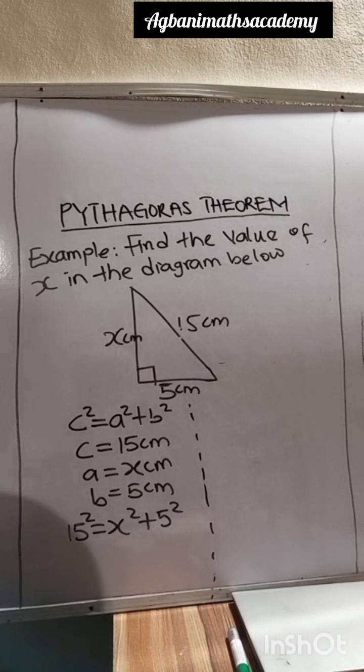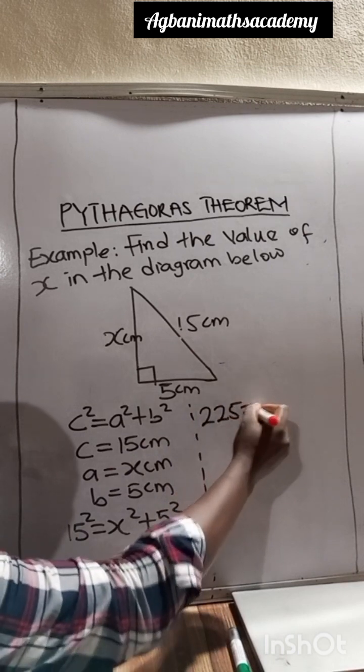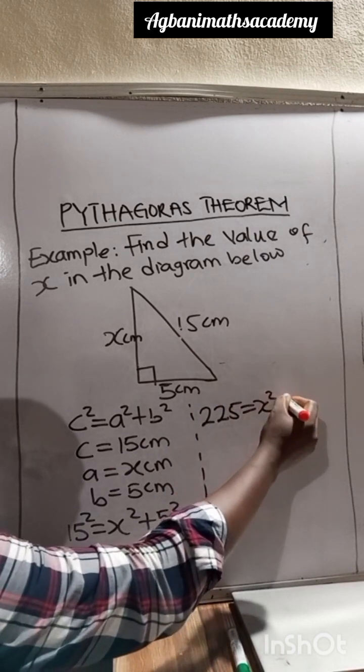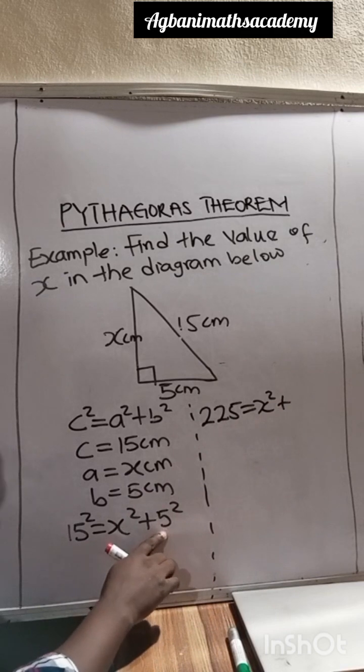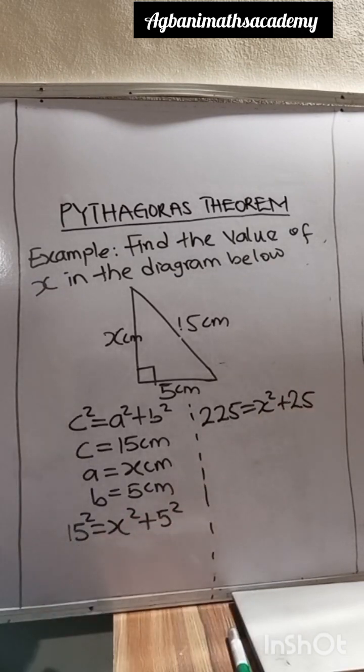What is 15 squared? 15 squared is 15 multiplied by 15. And that will give us 225. So we have 225 is equal to x squared plus 5 squared, which is the same thing as 25. Correct? 5 squared is the same thing as 25.